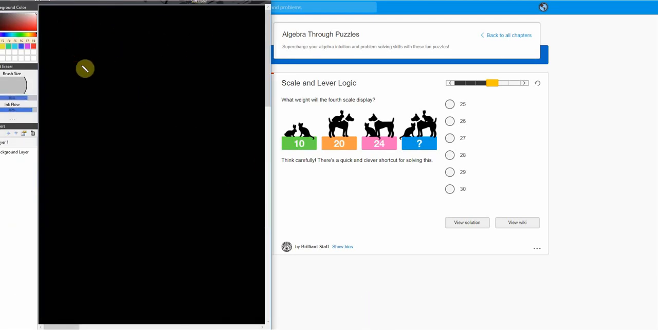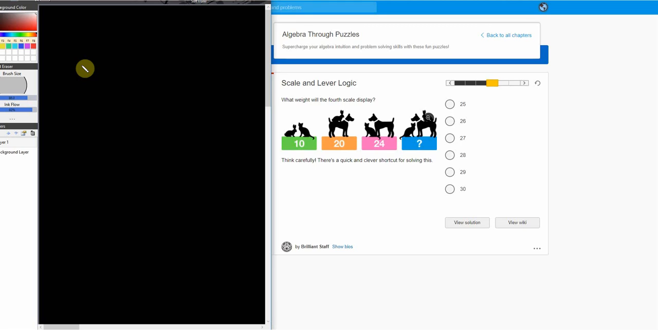Let's see here. Scale Novalogic. What weight will the fourth scale display? Think carefully. There's a quick and clever shortcut for solving this problem. So in the first illustration, we have a rabbit and a cat, and that equals 10. I don't know what the value of the weight is, but okay.